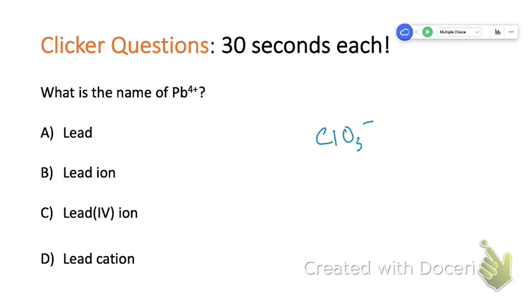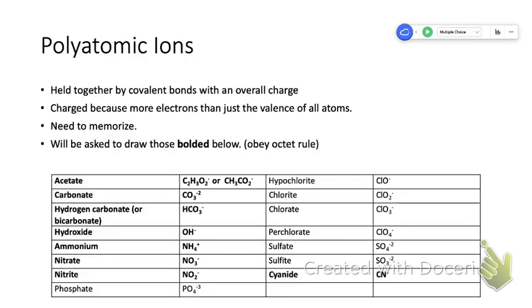So I'm going to take a step back on that. What I'm going to change my mind about is that all the ones that are bolded are the ones you have to be able to draw Lewis structures for. What you'll notice about those is that the ones that are not bolded don't obey the octet rule, and we haven't really talked about that in this class. So you do not have to be able to draw Lewis structures of the ones that are not bolded.